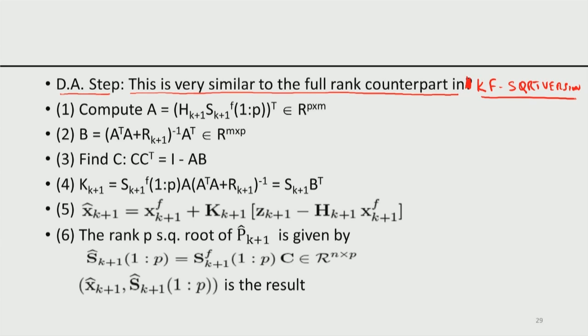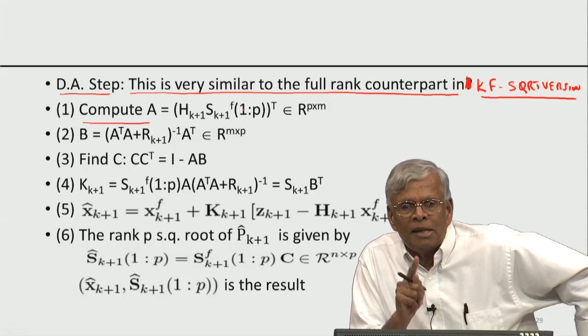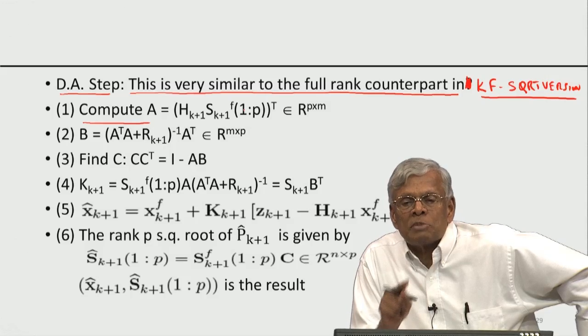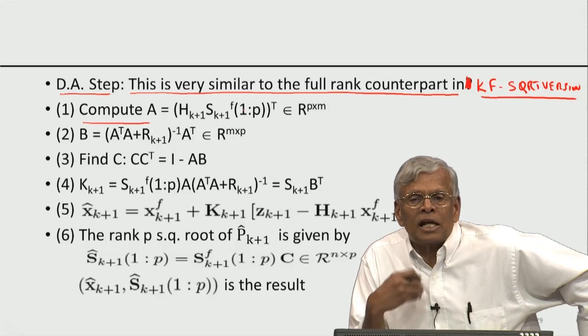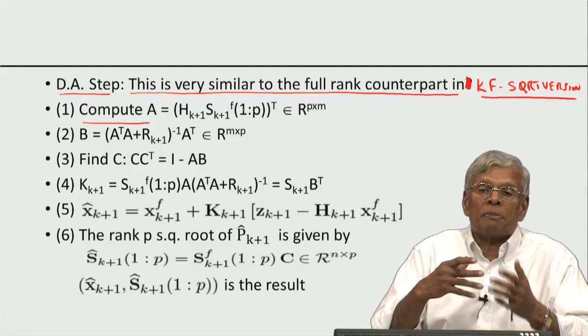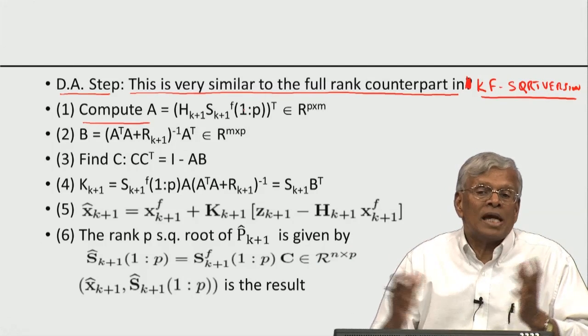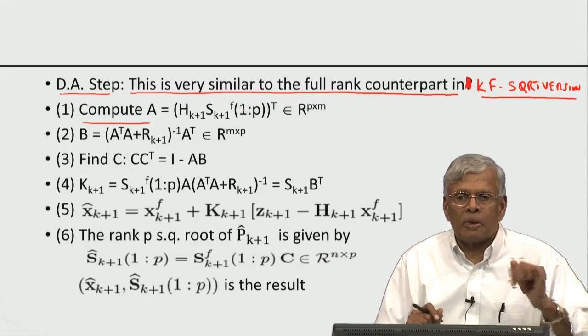So I'm going to summarize the algorithm. Compute A. H is known, S_{k+1}^f is known, that is a rank p square root. Now if you make p equal to n, I get the complete full rank filter. If you pick p to be anything between 1 and n, I get the reduced rank filter. So this algorithm is so beautiful: by varying the value of p, you get a variety of approximations. This algorithm gives you not one approximation but a family of approximations, parameterized by the value of p, which lies in the interval 1 to n. Depending on how much money you can afford to spend, how much accuracy you want, and the behavior of the eigenvalues, you can create a wide family of approximations.